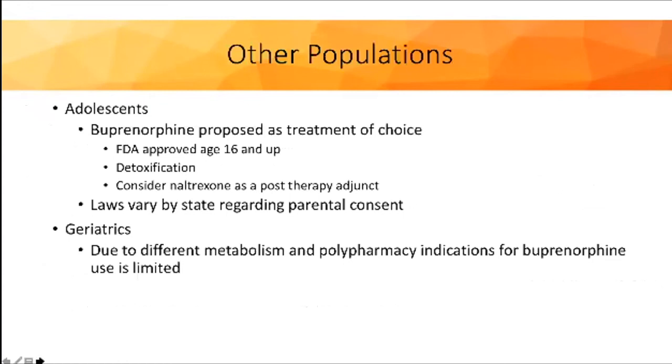For adolescents, it's FDA approved for age 16 and up and can be used in the detox setting. Consider naltrexone as a post-therapy adjunct. Laws vary by state regarding parental consent. For geriatric populations, again, as we've been talking about, start low, go slow, since there's different metabolism and risk for polypharmacy with other medications on the Beers list.